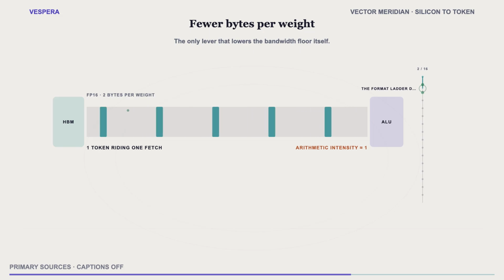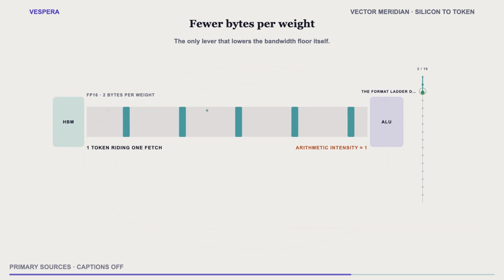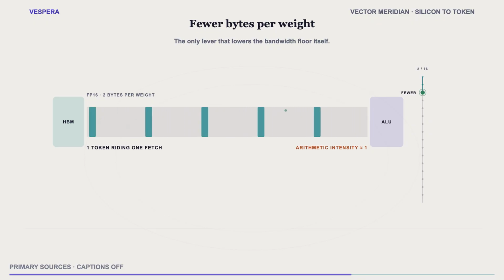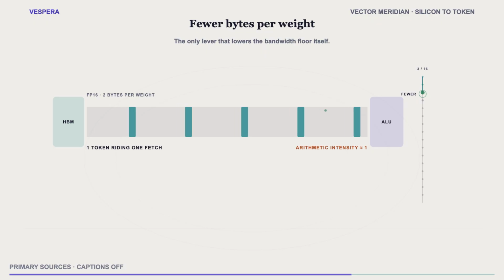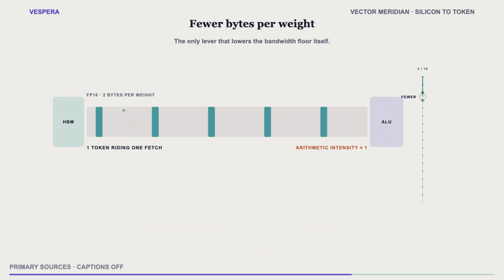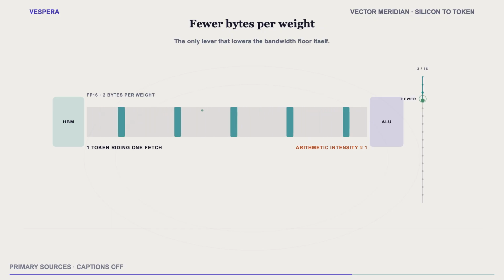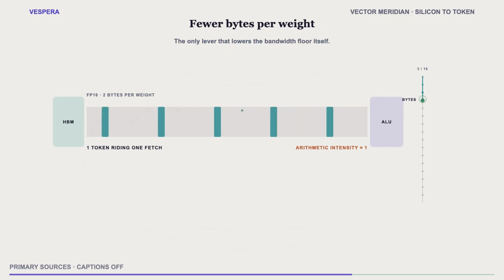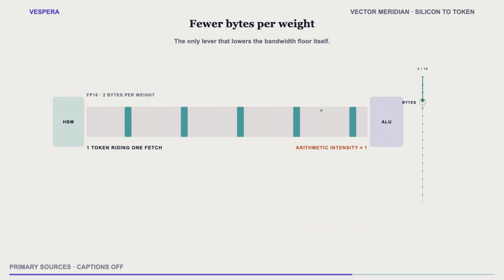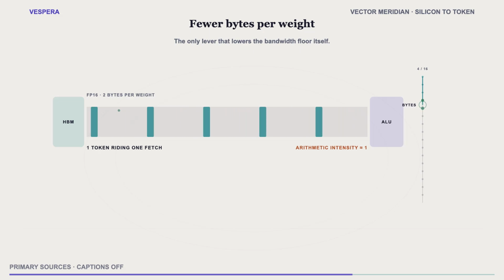A 70 billion parameter model at 2 bytes per weight is 140 gigabytes. And at 3.35 terabytes per second, that is 42 milliseconds per token, regardless of batch size, regardless of everything. Move to 1 byte per weight, and the model is 70 gigabytes, 21 milliseconds. Half a byte, 4-bit, and it is 35 gigabytes in 10 milliseconds. The speedup is close to exactly proportional, because in a memory-bound regime, time is bytes divided by bandwidth, and nothing else appears in the equation. Halve the bytes, halve the time.